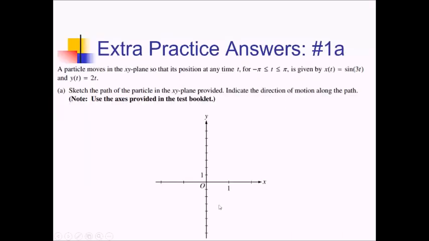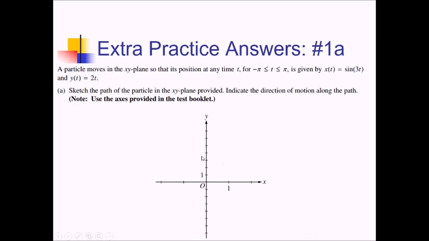For this calculator-based free response problem, we have a particle moving in the xy plane on the time interval from negative pi to positive pi, given parametrically by x of t equals sine of 3t and y of t equals 2t. Well, that doesn't look so bad. First task on this is to sketch the path of the particle in the xy plane provided down here, and also indicate the motion of the path. So we're going to have to draw some arrows to let people know which way this thing is going.